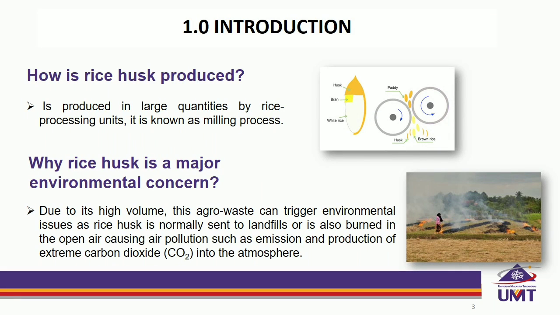The first one is about how rice husk is produced. It's by the rice processing units, known as the milling process. Second, why is rice husk a major environmental concern? Because rice husk is normally sent to the landfill or burned in the open air, causing air pollution such as emission of carbon dioxide into the atmosphere.